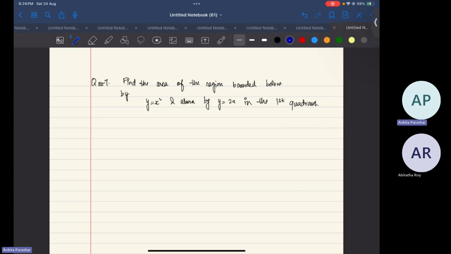Are you able to see the region at least? Yeah, I can see the region. Okay, let me, you just help me in drawing the graph.